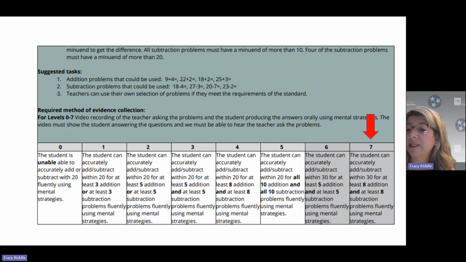Level 7 is the student accurately adding and subtracting within 30 for at least 8 of the addition problems and 8 of the subtraction problems. Again, this is fluently using their mental strategies.